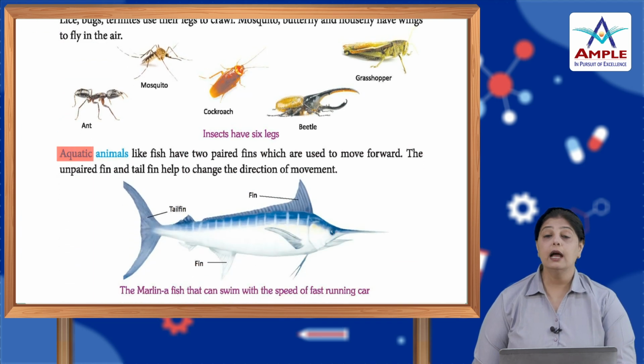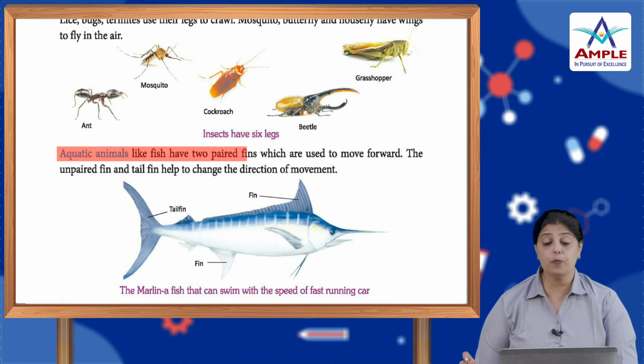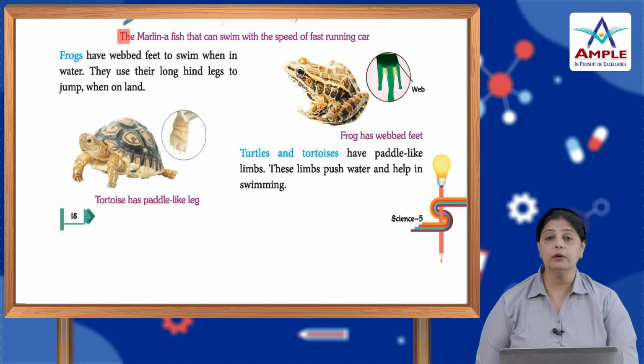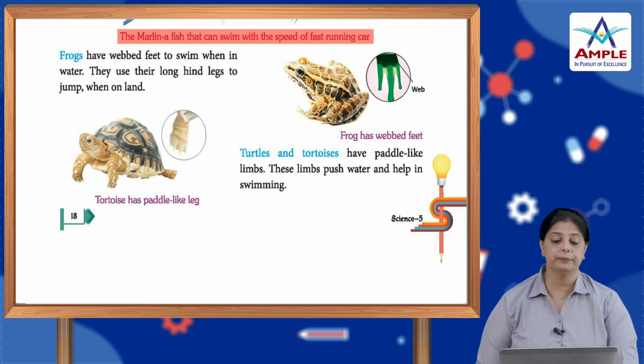Next, aquatic animals. Aquatic animals means water animals. Like the fish, they have 2 paired fins which are used to move forward. The unpaired fin and tail fin help to change the direction of movement. Now, the marlin, a fish, can swim with the speed of a fast running car. That means it is so fast, and it has a tail fin. You can look at the picture of marlin.